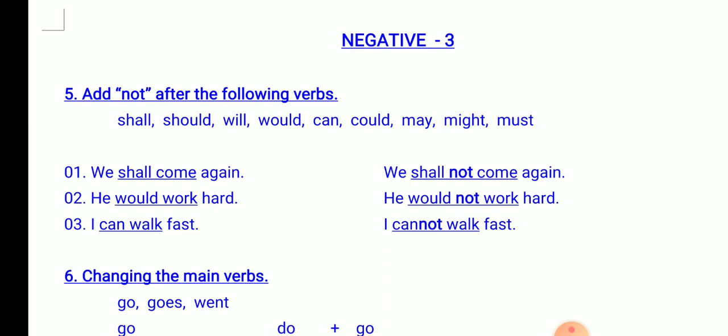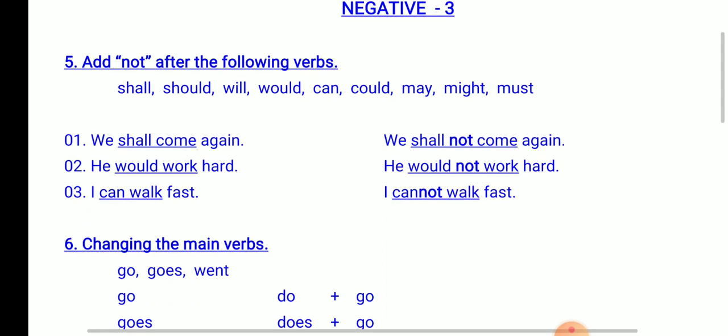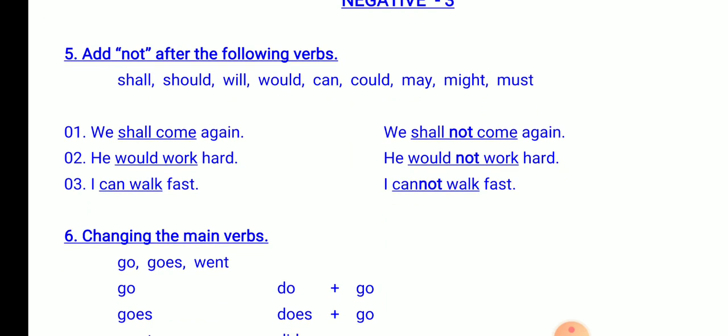In the next example, he would work hard. The verb consists of 2 words, would and work. Add not after would and the sentence becomes negative. He would work hard becomes he would not work hard.